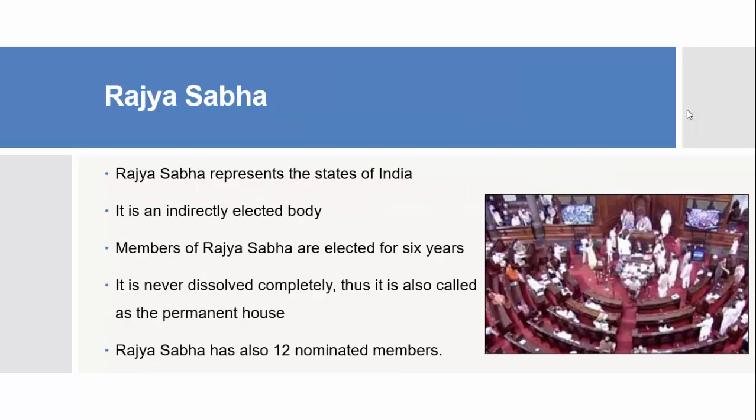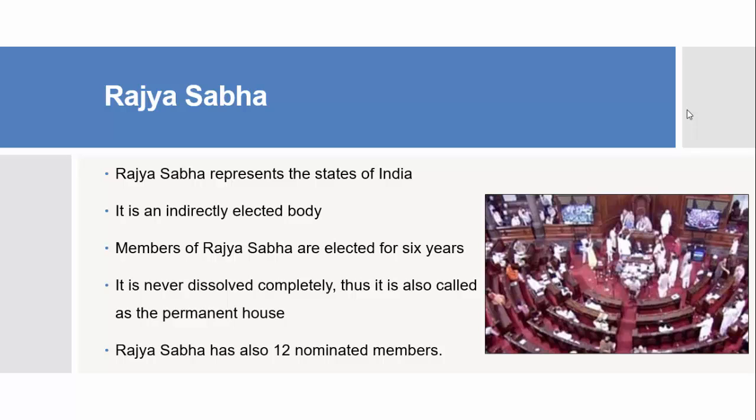In this slide, we will discuss Rajya Sabha. Rajya Sabha represents the states of India. It is an indirectly elected body. Members of Rajya Sabha are elected for 6 years. It is never dissolved completely, thus it is called the permanent house.